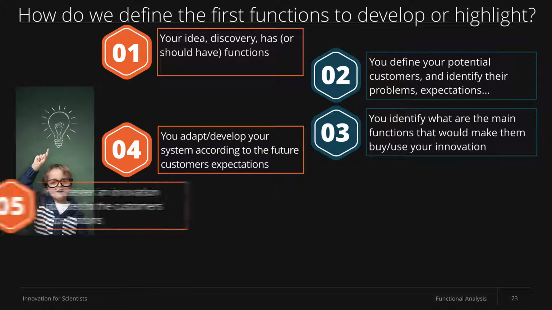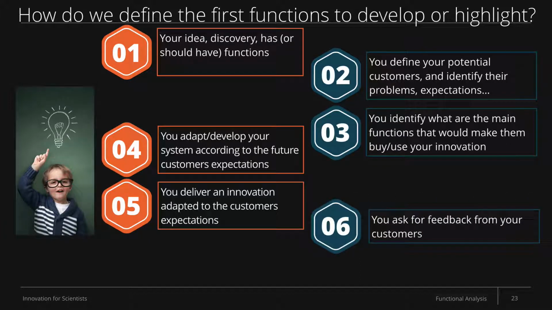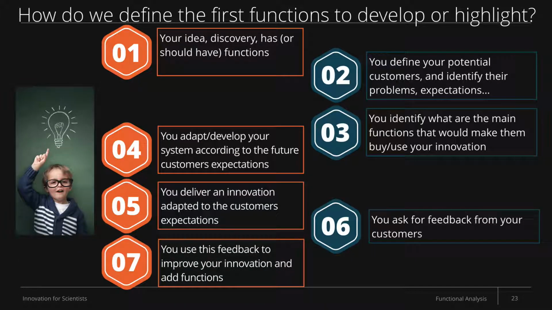Step 5. Now you have the version number 2 of your innovation, which is supposed to be better adapted to the customer's expectation. Step 6. You go back to your customers and ask how they feel about this version 2 of your system. Step 7. If they are not fully happy or think it can use some improvement, you go back and work again on improving or adding new functions.